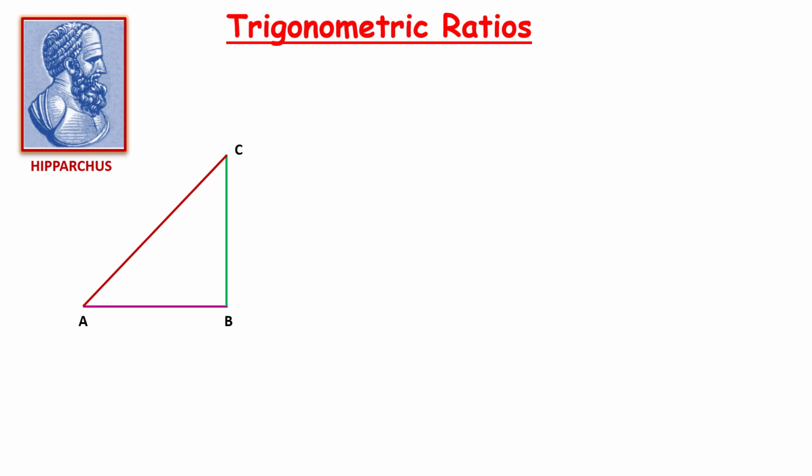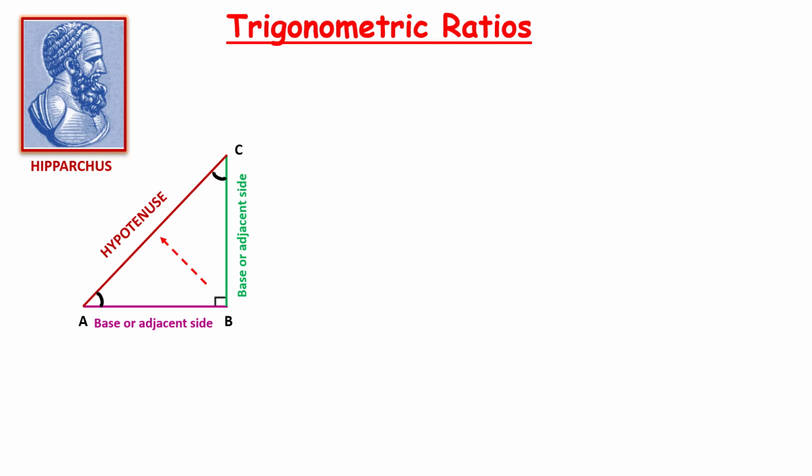This is a right-angled triangle ABC with angle B equal to 90 degrees. For angle A, AB is the base or adjacent side and side AC is the hypotenuse. For angle C, BC is the base or adjacent side and side AC is the hypotenuse. So, in a right-angled triangle, the side opposite to the right angle is called the hypotenuse.